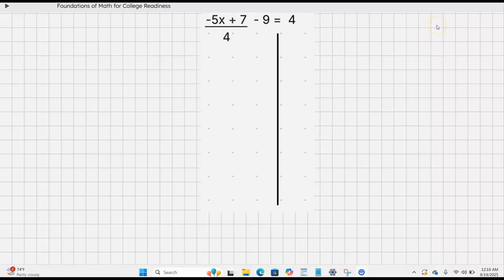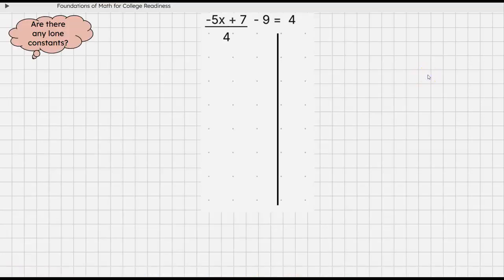I want to show you real quick before the video ends another way. Say you absolutely don't really like multiplying everything at first. So you can think, are there any lone constants? And this only works if there's a lone constant. So if this is a variable term, it's not going to work. But are there any lone constants? In this case, there are. You can actually move that constant first if you want to.